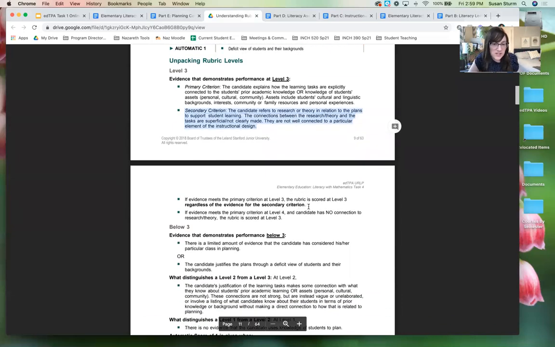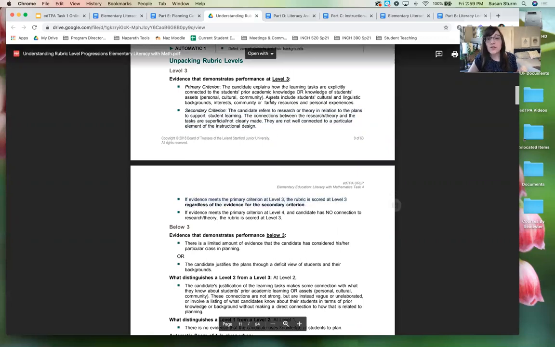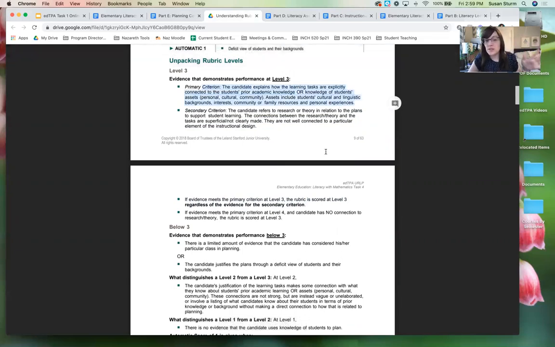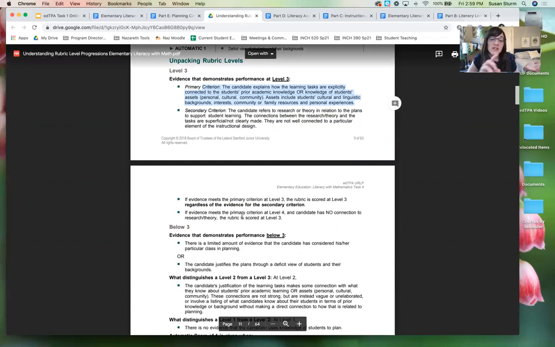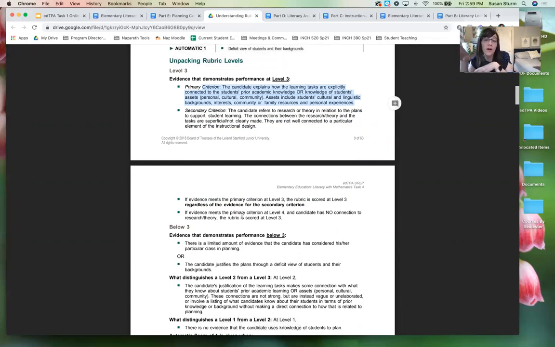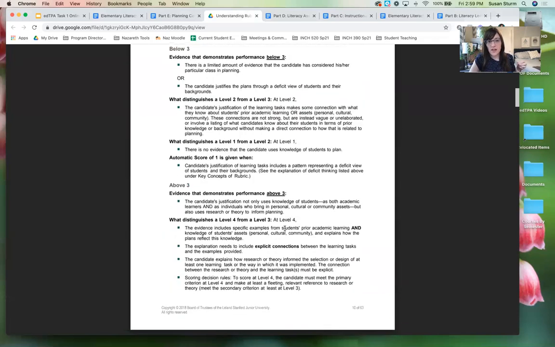If your evidence meets the primary criterion at a level 3, the rubric is scored at a level 3, no matter what happens with your secondary criteria. So if you are here on this rubric, that is the highest your score will ever be able to be. If your evidence meets the primary criteria of the level 4, but you don't have the secondary criteria, you don't have a connection to the research, you will also score at a level 3. So these two criteria are helping to develop your score. Let's take a look at the level 4.